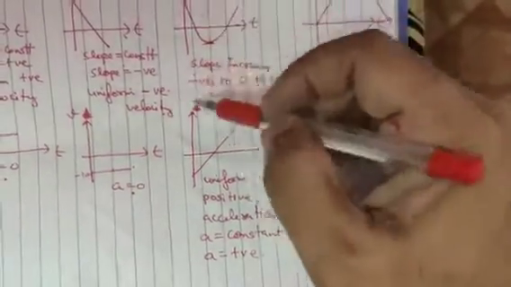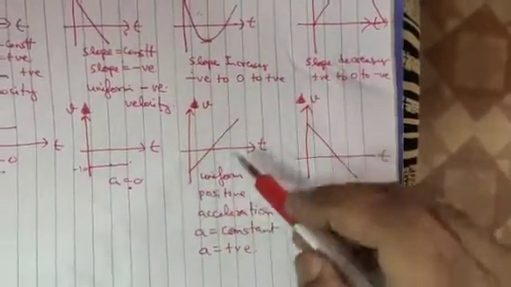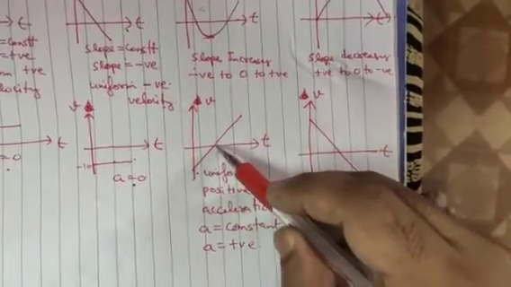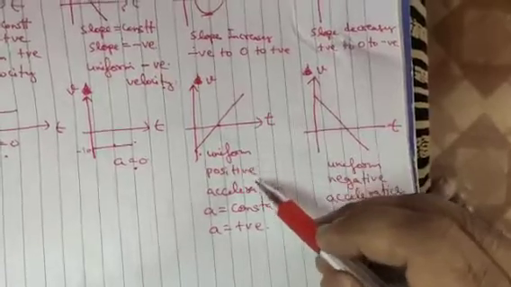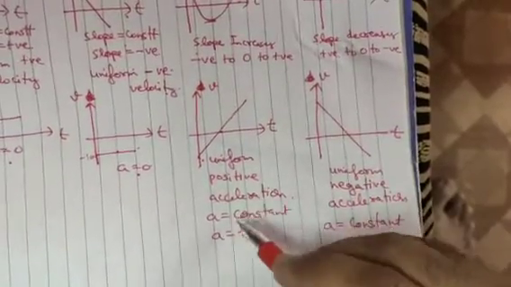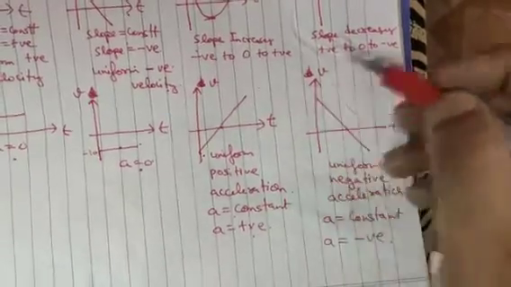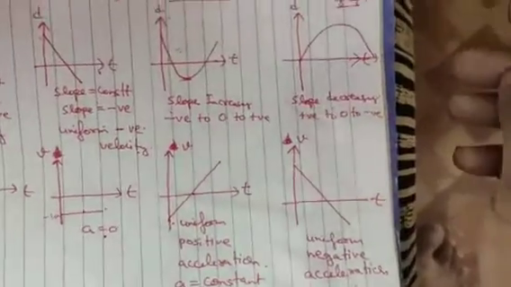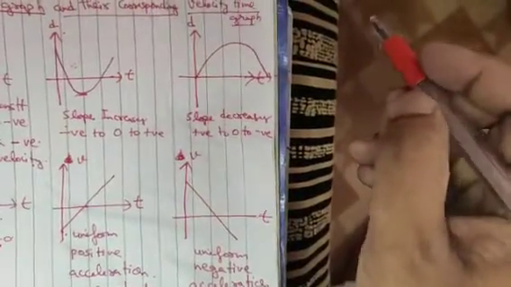For this type of motion, the velocity time graph will be like this. First the velocity will be negative, then it will become 0, then it will become positive. So it will be moving with uniform positive acceleration. Acceleration will be constant and positive because there is a change in velocity.